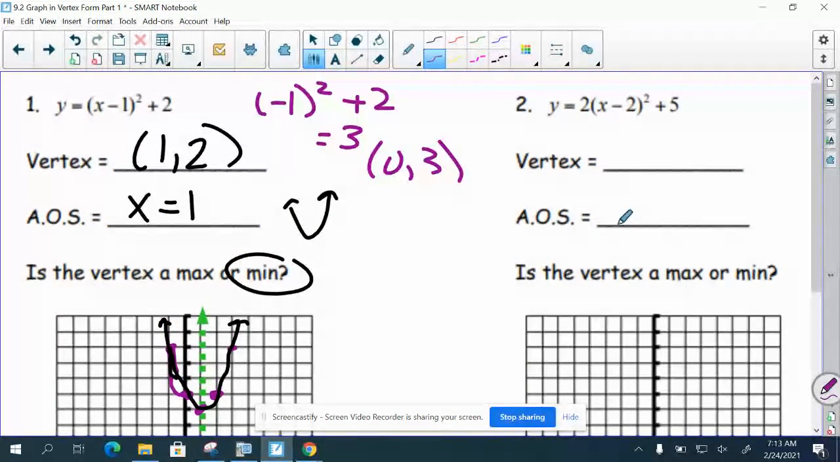Okay, next question. Notice that this would have the same steepness as the parent function because the a is 1. Here our vertex would be 2, 5: opposite sign, same sign. Your axis of symmetry then is x equals 2. The parabola is opening up again because it's positive, so the vertex will also be a min.